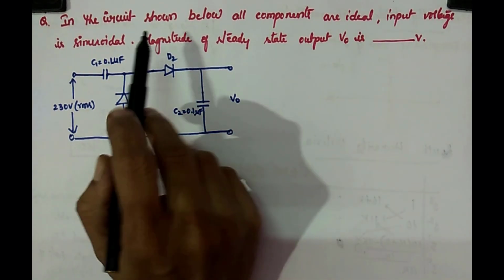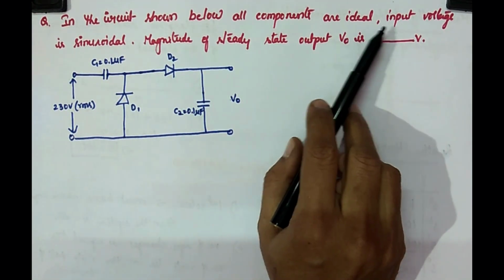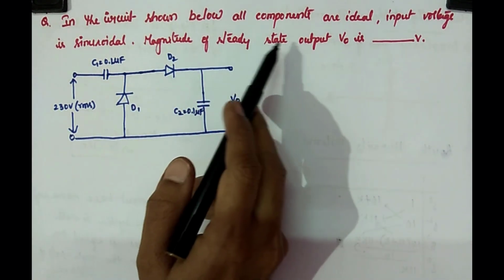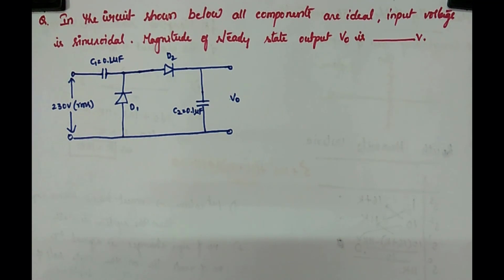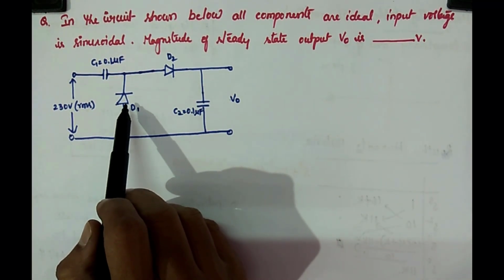Today's GATE question is: in the circuit shown below, all components are ideal, the input voltage is sinusoidal, and the magnitude of the steady state output V0 is how much? Okay, this is the circuit given, and they mention all the components are ideal.